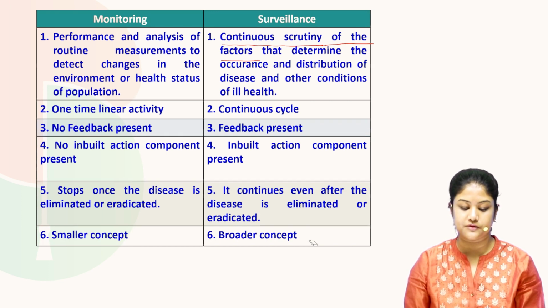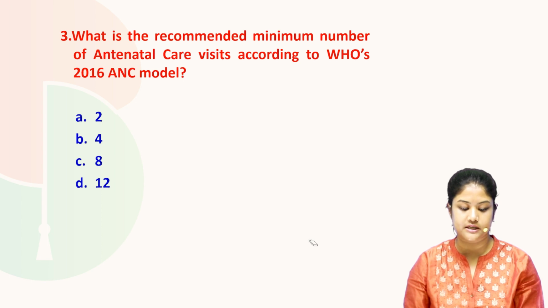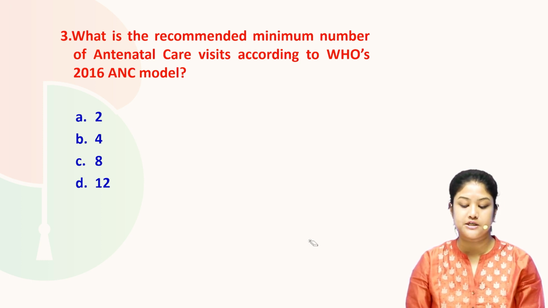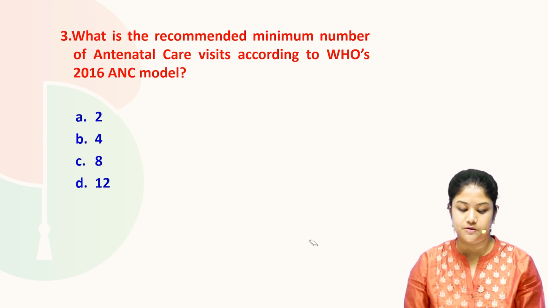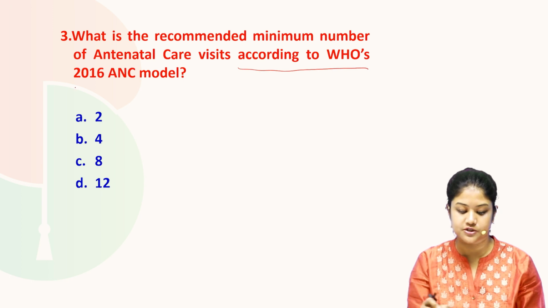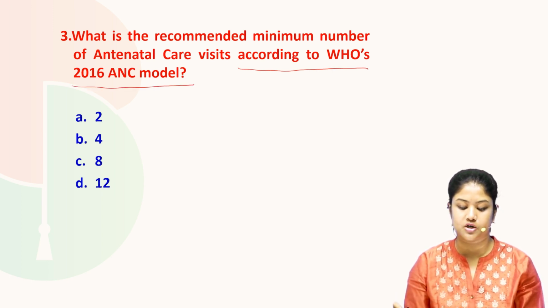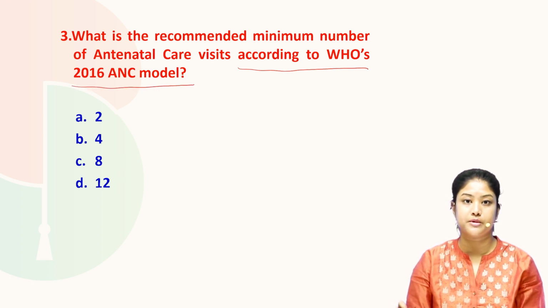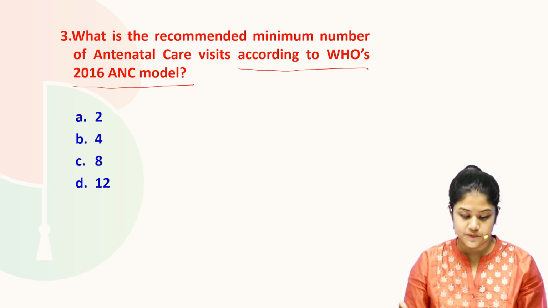So now let's move into our next question, that is, what is the recommended minimum number of ANC, antenatal care, visits according to WHO's 2016 ANC model? Options given are 2, 4, 8 and 12. We should be very careful while reading the questions, because we are asked about the minimum number of antenatal care visits according to WHO's 2016 ANC model. So this is the updated one given by WHO. Let's look into the explanations.